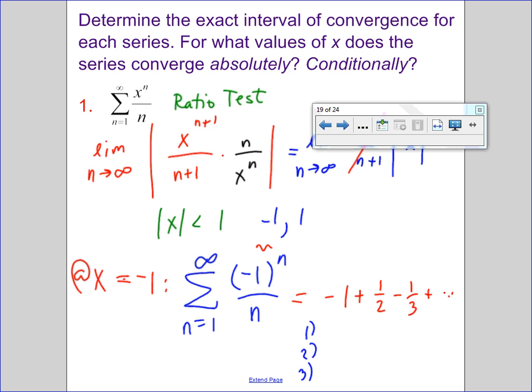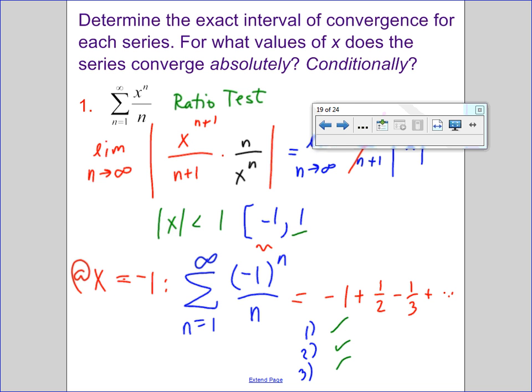Do the terms alternate in sign? The terms decrease in magnitude. Is the limit of that term 0? So at x equals negative 1, the series converges. So we include it in my interval of convergence, and yet it converges conditionally when x equals negative 1. So this would be a particular value of x where it converges conditionally. So my interval of convergence we know so far is square bracket negative 1 comma 1.